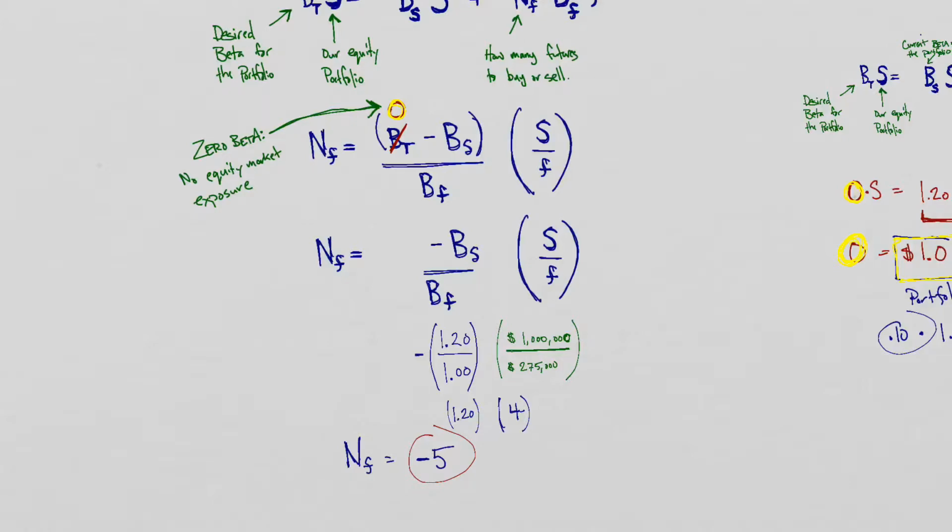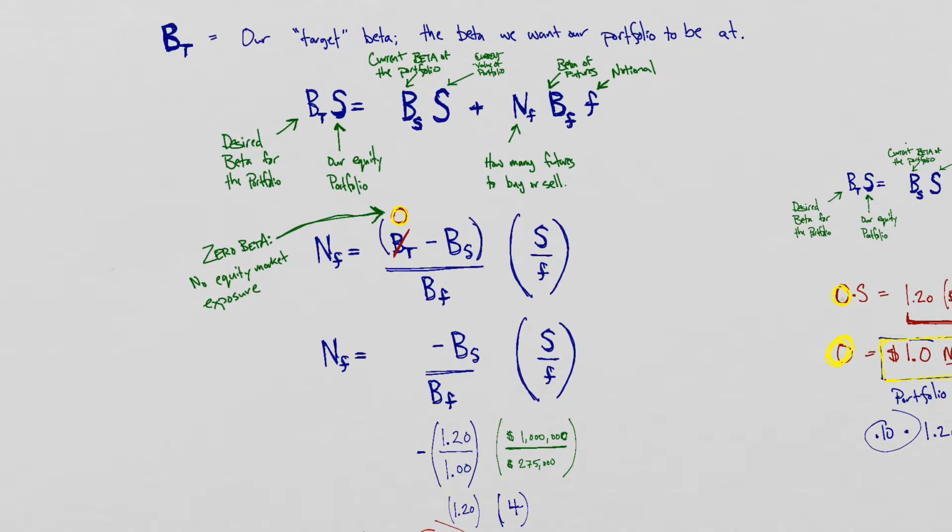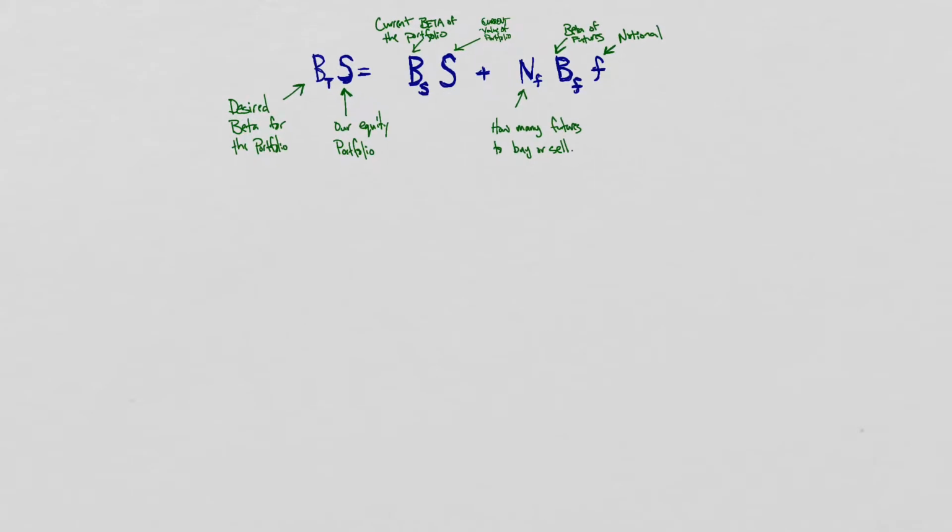But that's not always what we want to do. That's just a specific example of what we can do with futures contracts. So let's take a more realistic, final example: reducing our portfolio not to a zero beta, a target beta of 0, but to something less risky than the market overall. A beta, say, of 0.8.